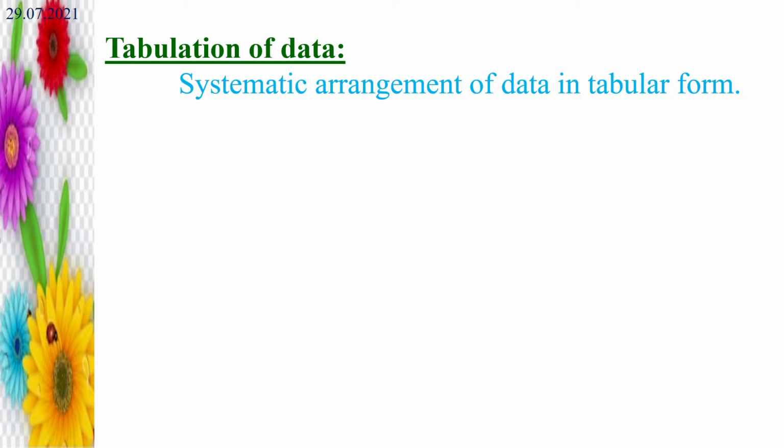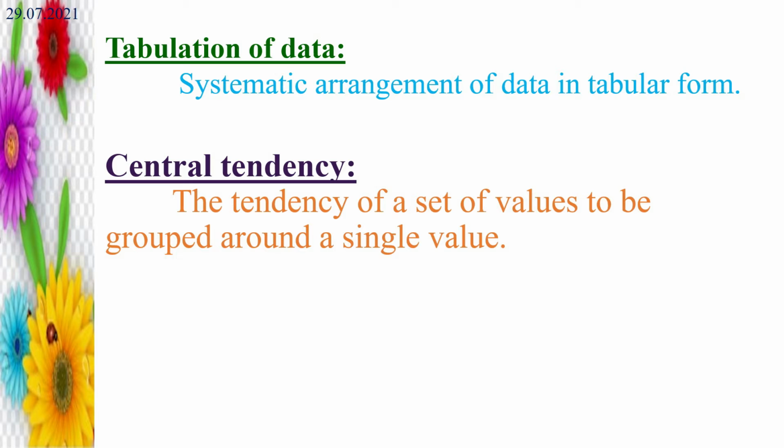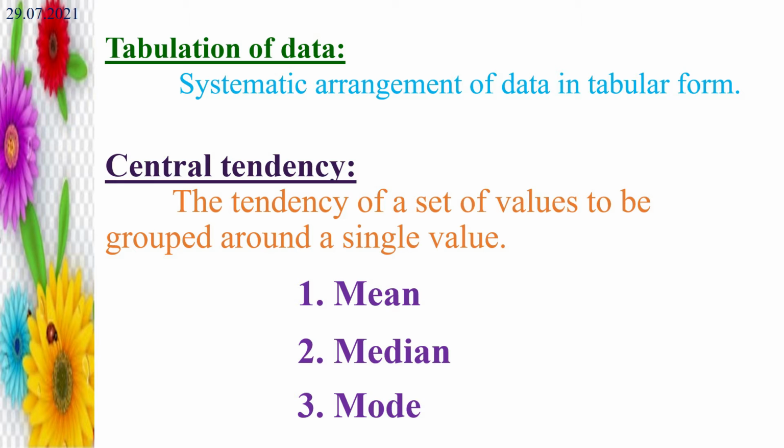Tabulation of data. Systematic arrangement of data in tabular form. If we arrange the data in tabular form, it will be easy for others to understand the data. Central tendency. The tendency of a set of values to be grouped around a single value. Here we have mean, median and mode as central tendency. They provide a single number which is most representative of the entire data.